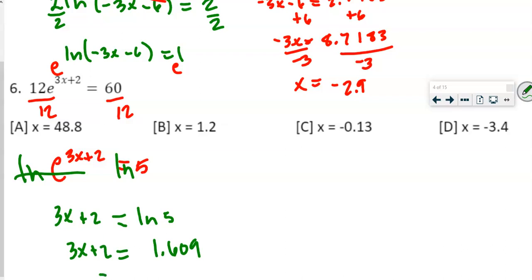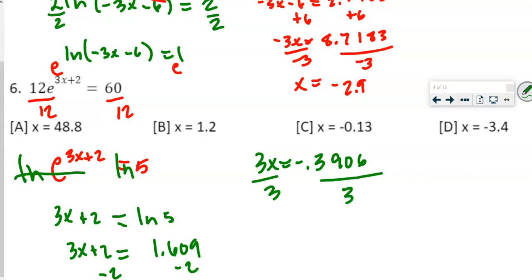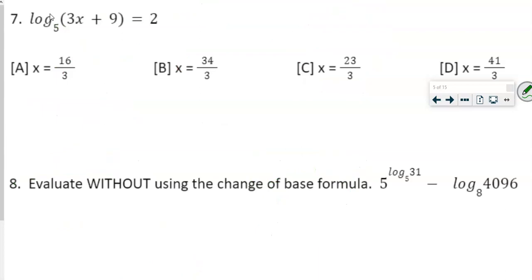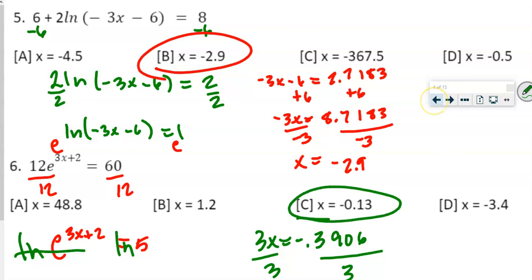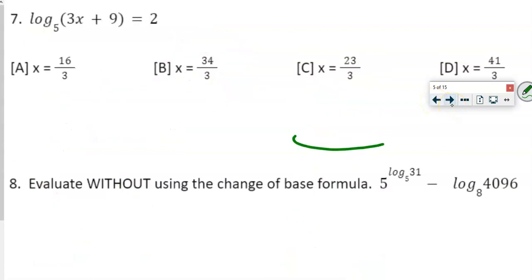Then we're going to subtract 2 from both sides. So when I do that, I get 3x equals negative 0.3906. Divide both sides by 3 here. So x is equal to negative 0.13. Whoops, where'd that go? Let me go back, y'all. Right there, C. Okay. All right, so our next one's number 7.